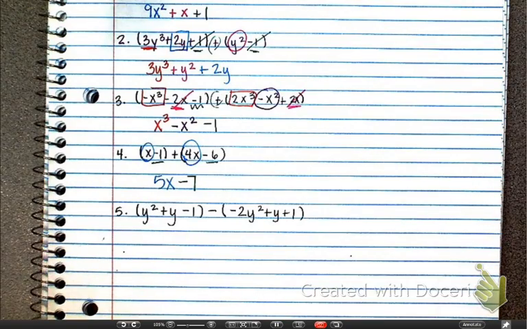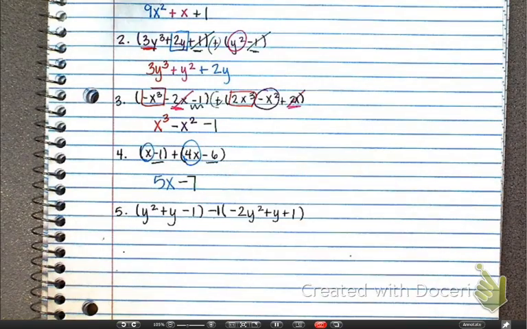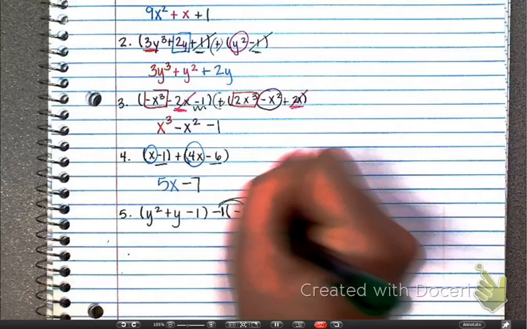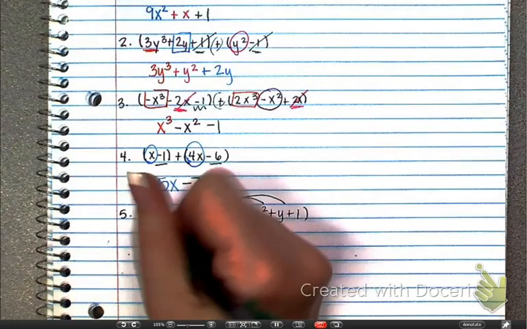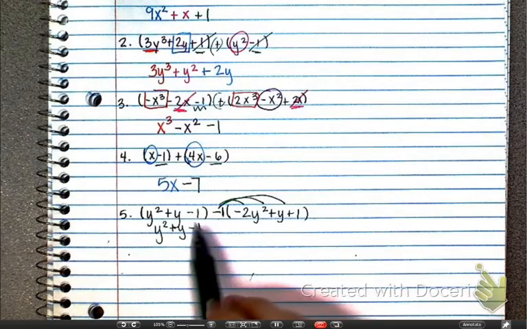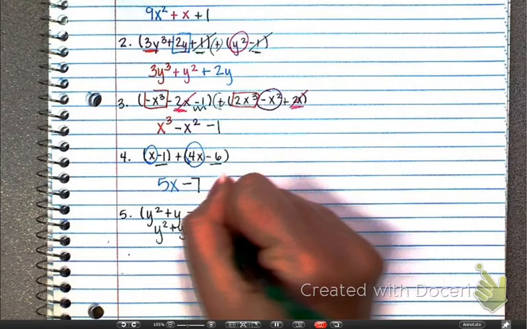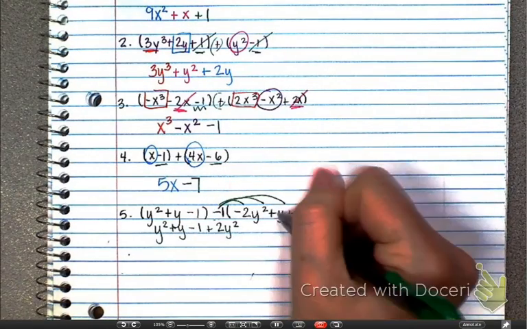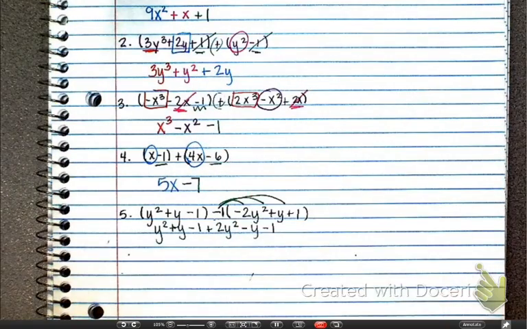So you'll notice now that there is a subtraction sign in between the two sets of polynomials. We need to distribute this negative 1 to everything behind it before we combine like terms. So I'm going to start by rewriting my first set. So y squared plus y minus 1. And then when I distribute, really what's happening is you're changing the sign, because a negative times a negative becomes a positive 2y squared. A negative times a positive is a negative y, and a negative times a positive is a negative 1.